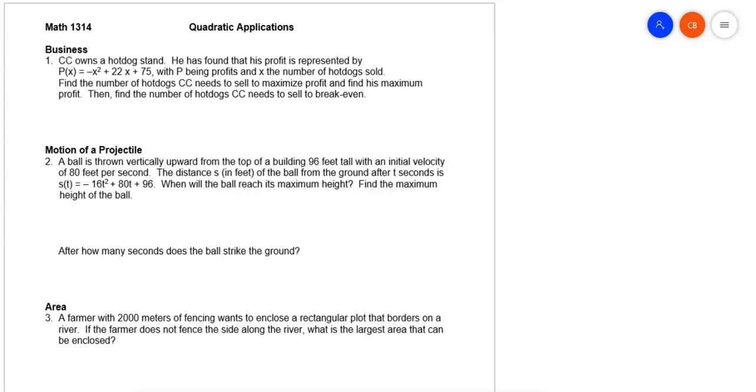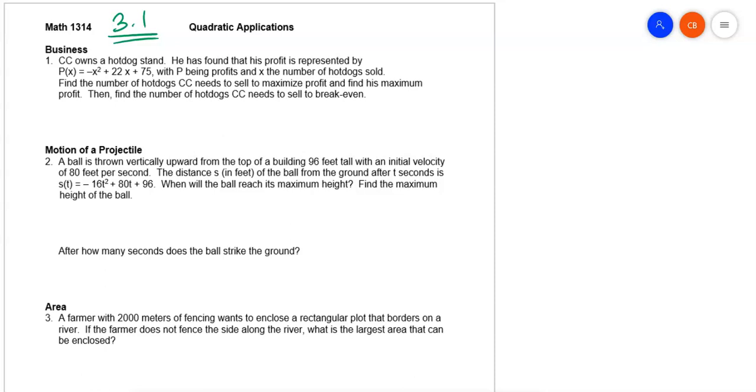Hello everyone, and welcome back to part 2 of the quadratic applications, section 3.1. In this one, we're going to be exploiting the shape of a parabola in order to do some kinds of optimization.